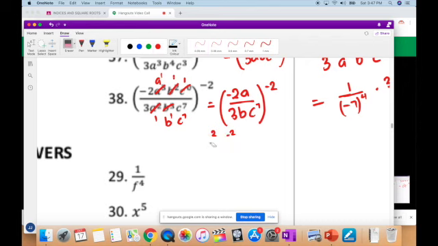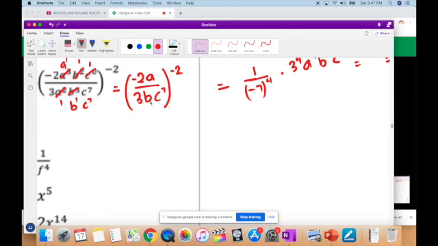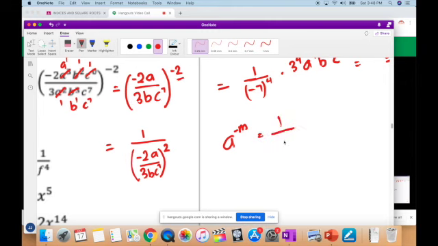You know what? Could we do that? Yeah, we could do that. Instead of actually multiplying out the negative 2, what if I did this? 1 over negative 2A over 3BC to the 7, all to the power of positive 2. What do you all think about that? All I did there was say that A to the negative M is equal to 1 over A to the M. Shazay, you understand? Yes. Right.